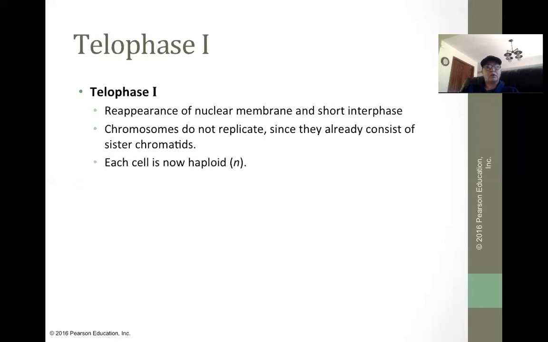You're going to have telophase 1 here, where each cell is going to be haploid, and you might be thinking, how could that be? Hopefully, it's basically referring to a state where we've reduced the number. You'll see in the video a little bit more explanation about that. But at this point, we're holding them together with the centromere, and they're not going to replicate. They already consist of these sister chromatid pairs.